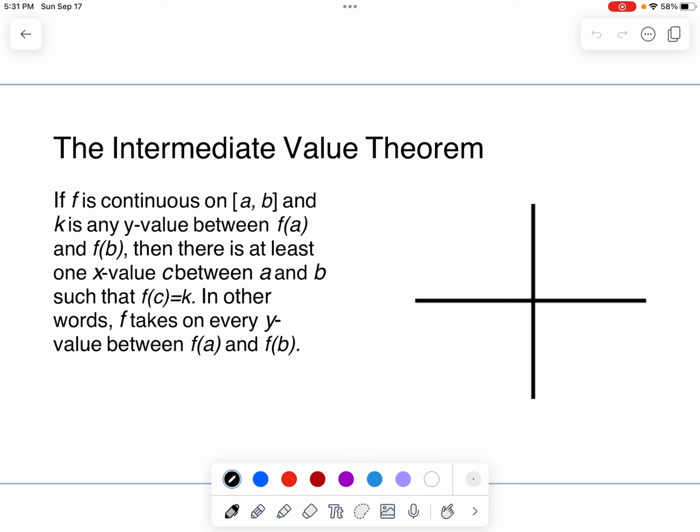So this is the intermediate value theorem right here. If f is continuous on A and B, and k is any y value between f of A and f of B, then there is at least one x value c between A and B such that f of c equals k. In other words, f takes on every y value between f of A and f of B. I know that was confusing. Feel free to pause this and just try to find meaning in this without me saying anything. So think about it for a second yourself.